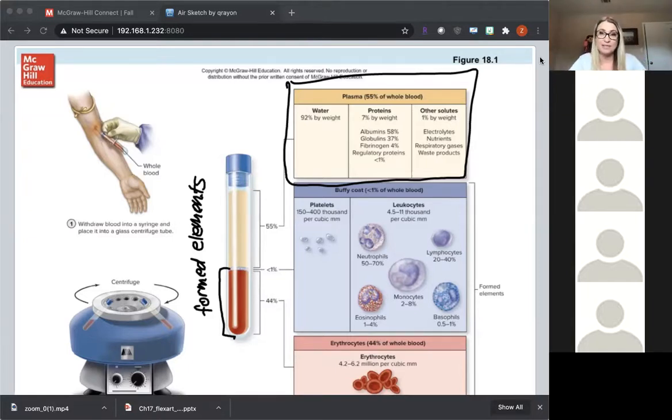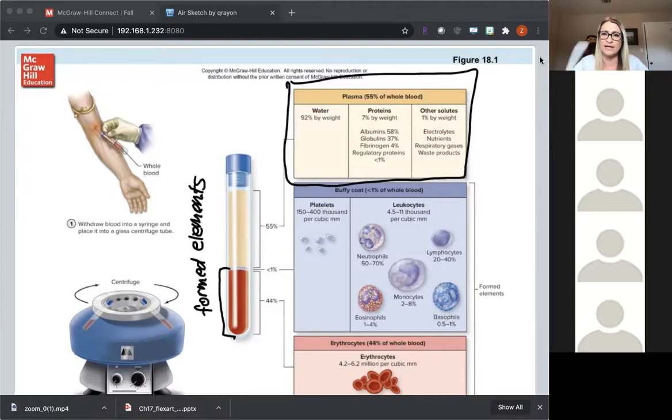So that's our plasma. Okay, let's look at the buffy coat, which is the part of the blood that contains platelets, and it also contains your leukocytes. So you don't need to, again, know the numbers. Know that the buffy coat is about 1% or less of whole blood.